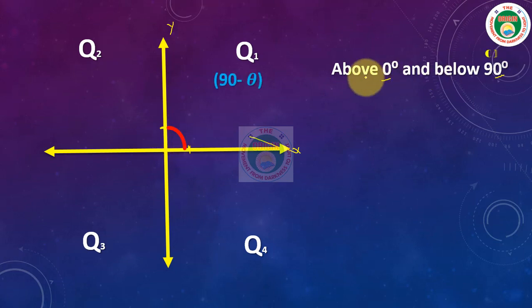Here, above 0 and below 90, we can represent angles as 90 minus theta. All angles are below 90, that is why they are less than 90 values. So we can represent it as 90 minus theta. Below values should be represented with the minus sign, and above values should be represented with the plus sign. Remember that point.